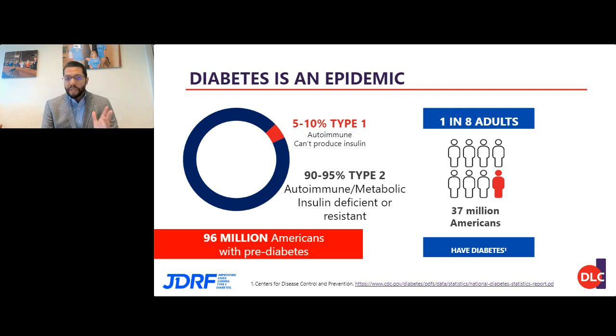There are two types of diabetes, as shown here. Most folks have type 2, which means that they're insulin deficient or resistant. 5 to 10% of the population lives with type 1, which is an autoimmune disease, which simply put means that their body doesn't produce insulin. So folks with type 1 require insulin to live, and a proportion of folks with type 2 also require insulin.